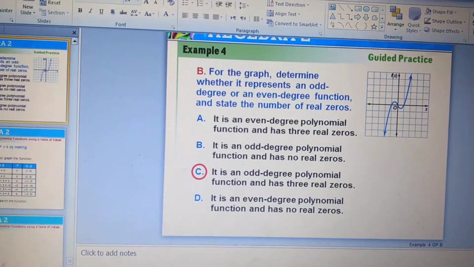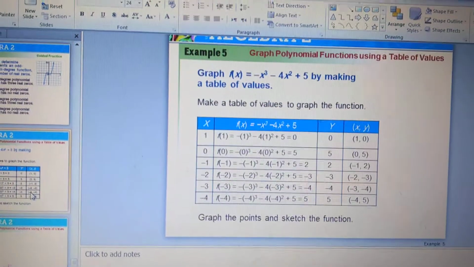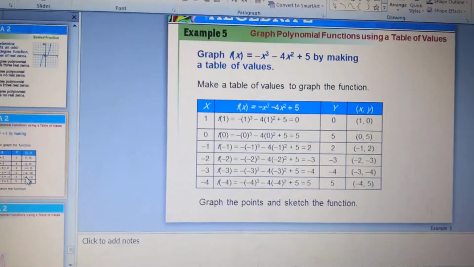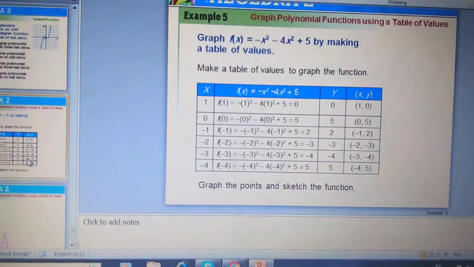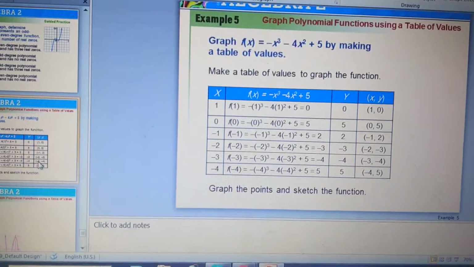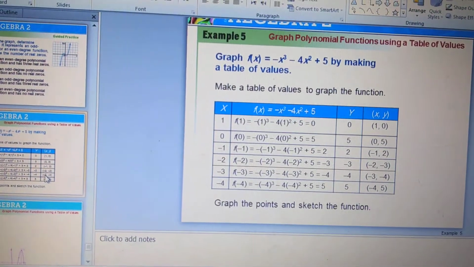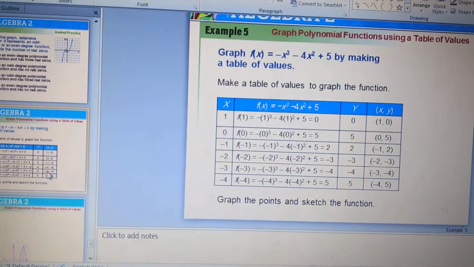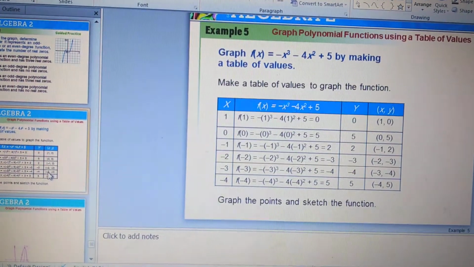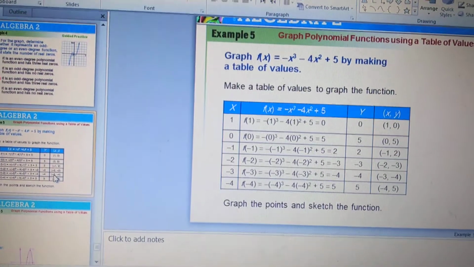Last point in this lesson, how do we graph? When he gives me a function like this, f(x) equals negative x cubed minus 4x squared plus 5, and you want me to make a graph, of course, before I start, I know the shape of the graph, because from the degree I can notice it. It's odd and the coefficient is negative. I can imagine the graph.